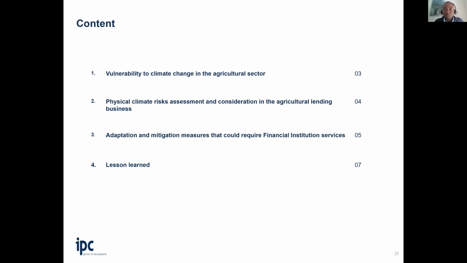Addressing climate risk is not only about the credit procedure, but also about the way financial institutions could support the sectors on adaptation and mitigation strategies for smallholder farmers. And finally, I will give some lessons learned from what we have gotten out of this work on the ground. Next slide, please.